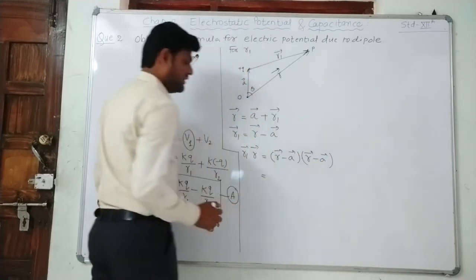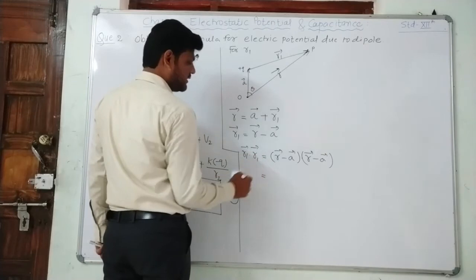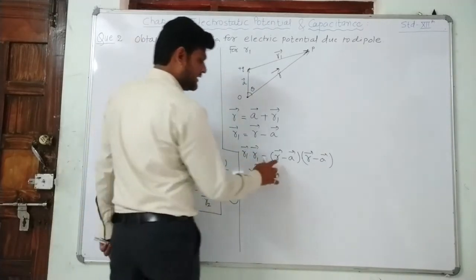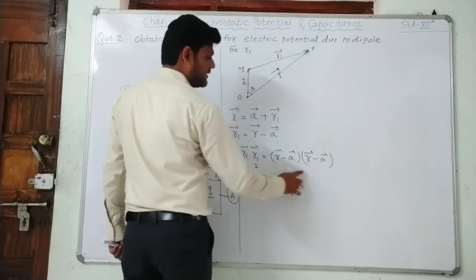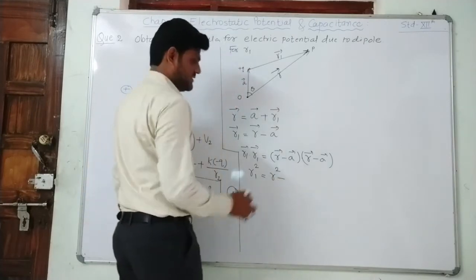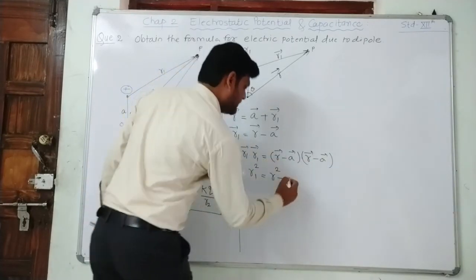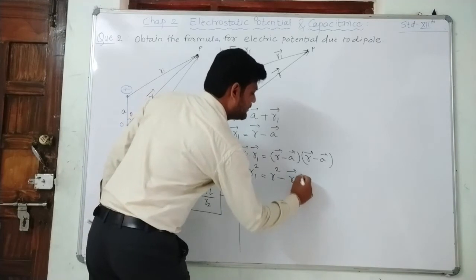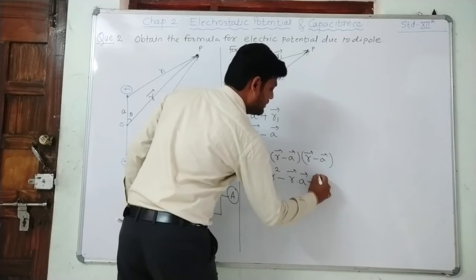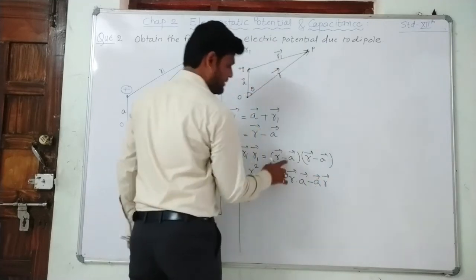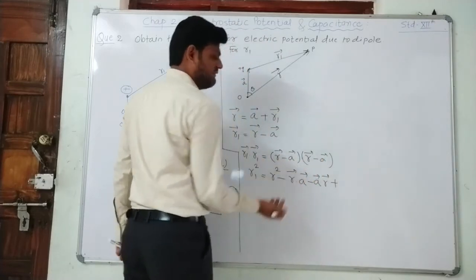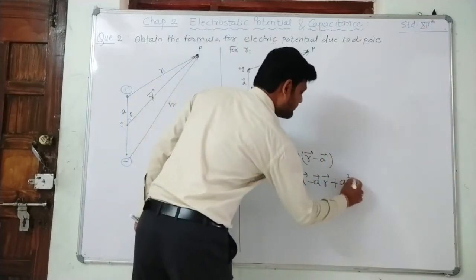Look at the board properly. R1 vector dot R1 vector equal to what? R1 square. That is R vector into R vector, that is R square, minus R vector into A vector, minus A vector dot R vector. Minus becomes plus. A vector dot A vector becomes A square.